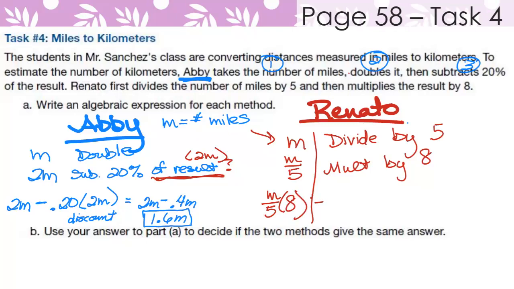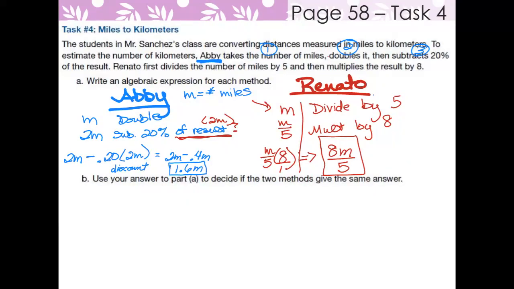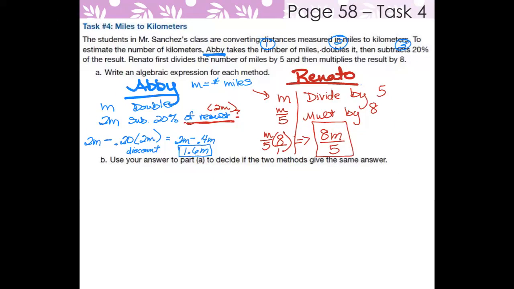Okay. I could do a little better than that. You're on the right track. Yeah, 8m over 5, because I could go over 1, and it's just 8m divided by 5. Right? Does that make sense? Just say yes. Just shake your head. Yes, yes, yes. Clear as mud. Okay. So those are the two expressions that the different students came up with.